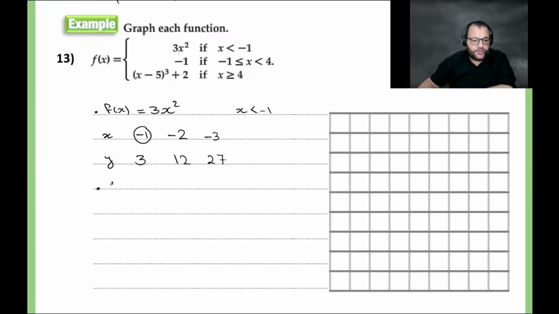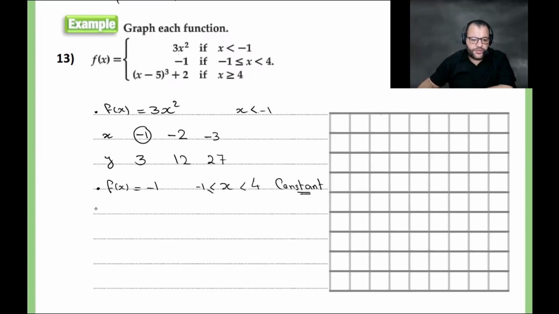The second one, f of x equals -1, when x is greater than or equal to -1 and smaller than 4. What is the graph of this function? It's constant. It's represented by a line parallel to the x-axis, intersecting the y-axis at the point -1, starting from -1 on x and ending at 4.